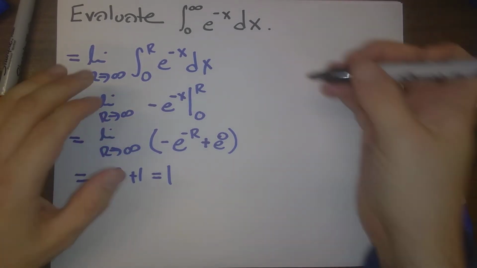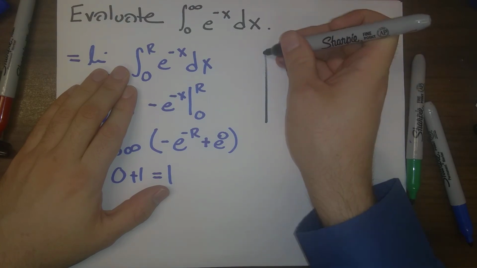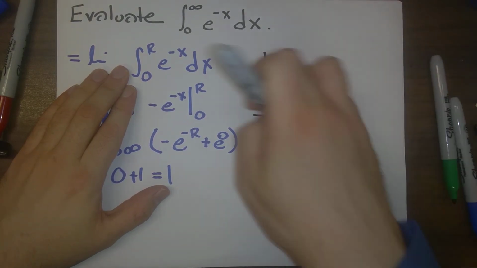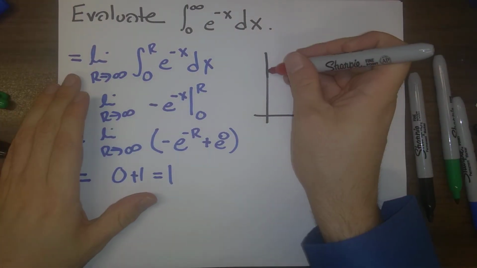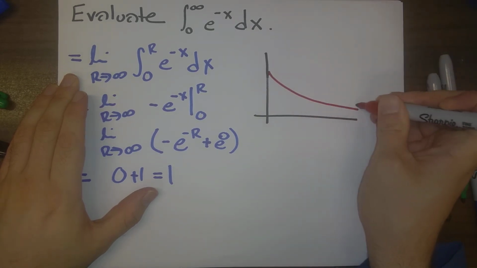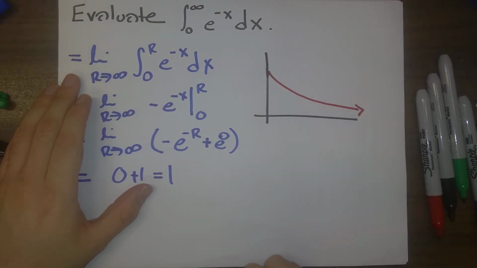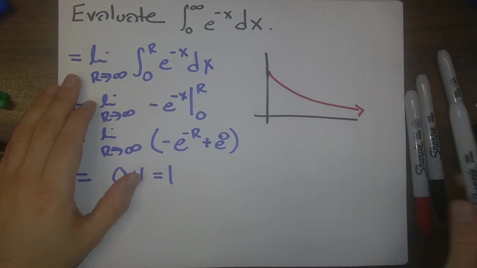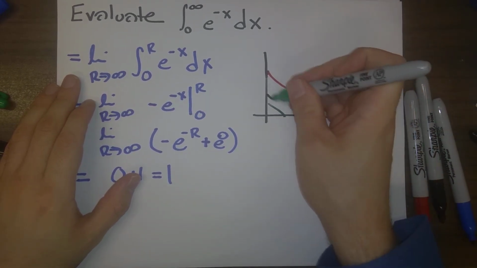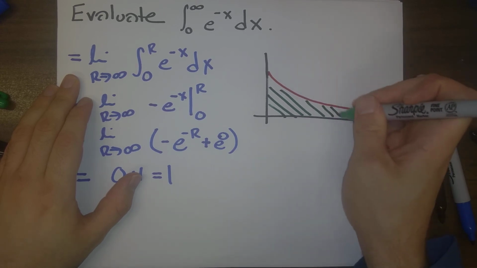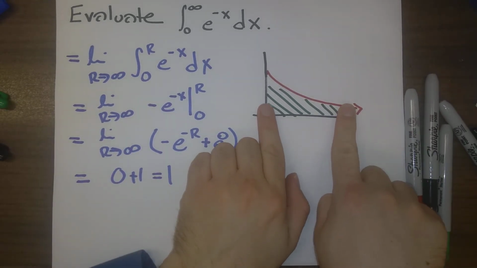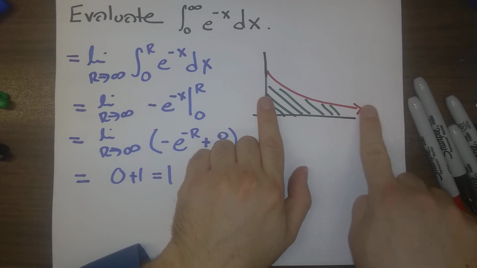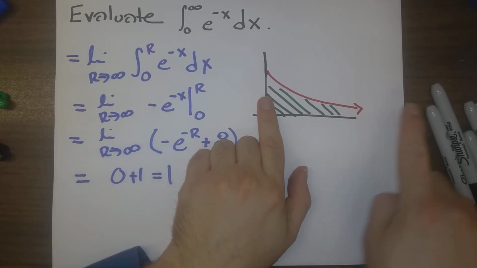So let's just draw a picture here. e to the minus x looks something like this. That's an asymptote as we're going off to infinity, approaching 0. And so what we just have here is that the limit of the area under the curve as the right endpoint goes off to infinity is 1.